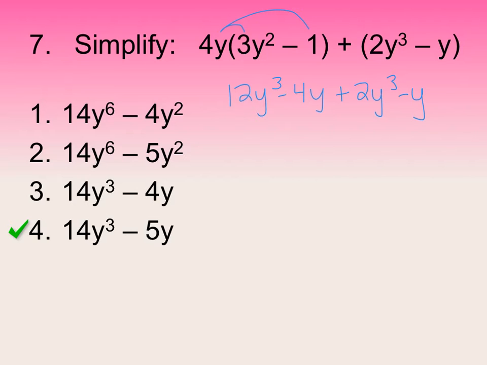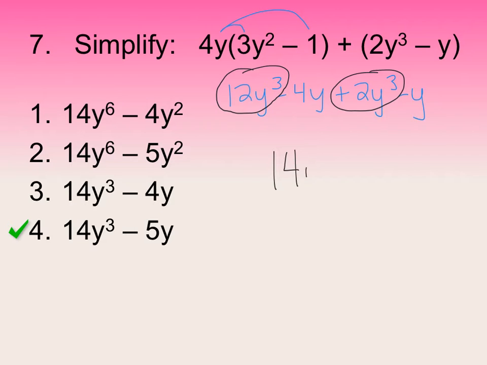All right, so we haven't seen one like this exactly yet, but you would distribute in the first group and get 12y cubed minus 4y. Second set just remains plus 2y cubed minus y. And then if you didn't realize, this is actually now looking at section 8.1 where we have these like terms that we can put together.